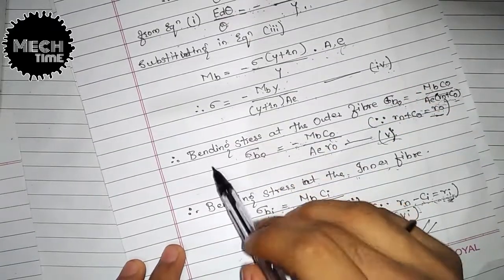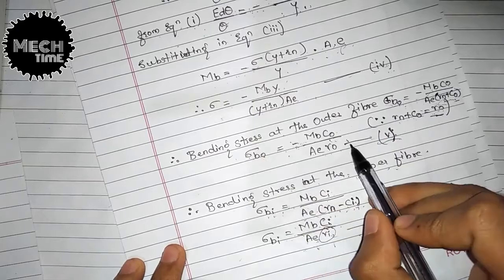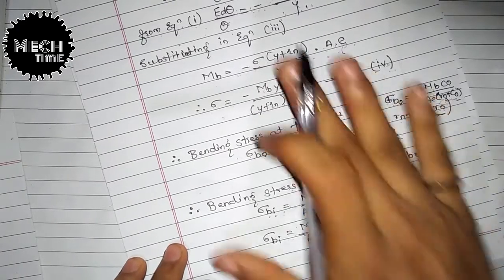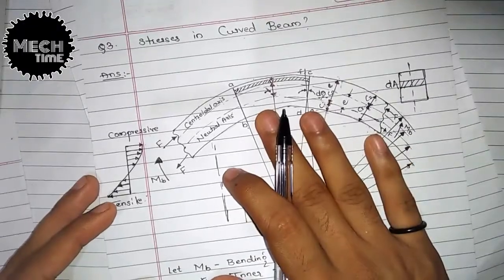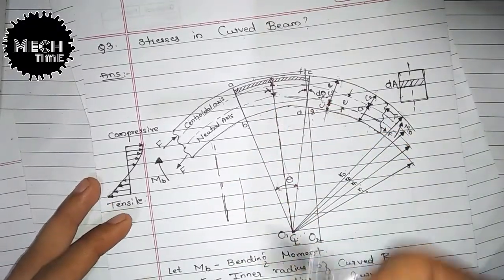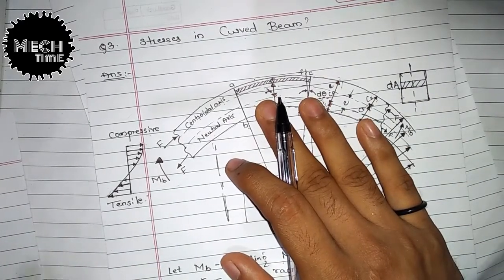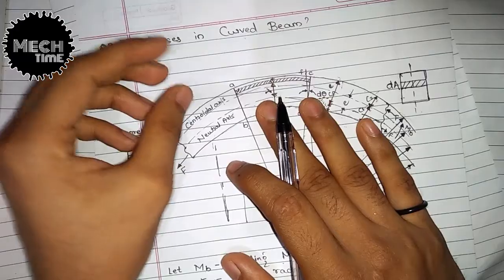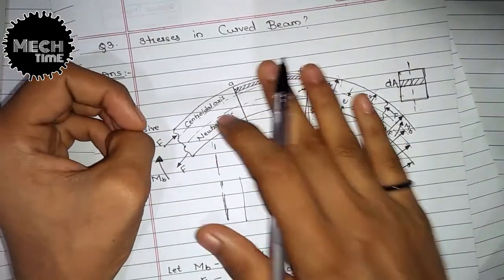Now we have to find, as I told, the outer fiber and inner fiber stresses. So this is the term you'll get. Okay, so guys, this is a very important question and it is very easy also if you do it. So please practice this derivation, and after this I'll solve the problems, and then I'll teach stresses in a closed ring. So before that, I'll teach problems on the stresses in a curved beam.